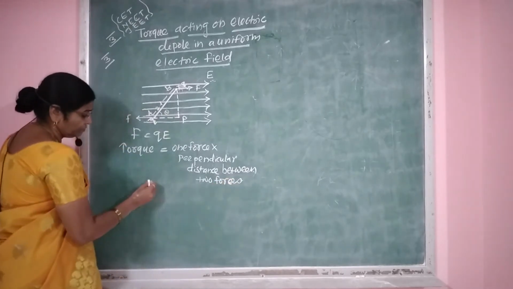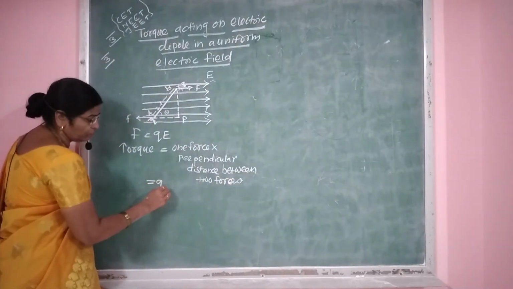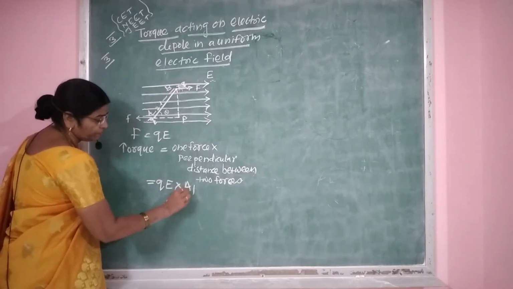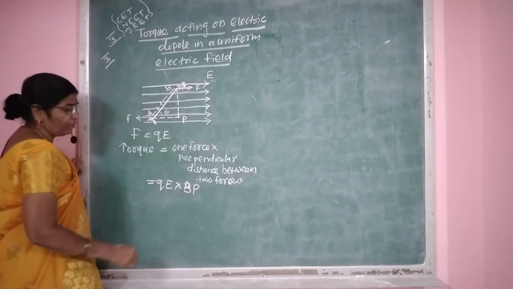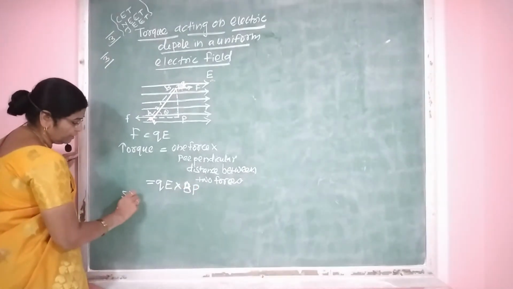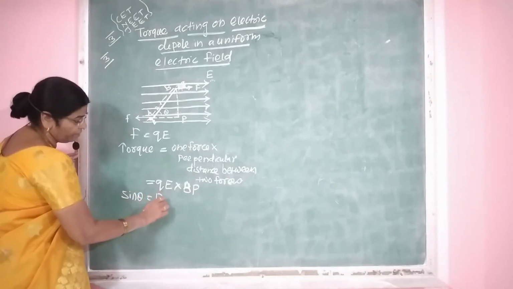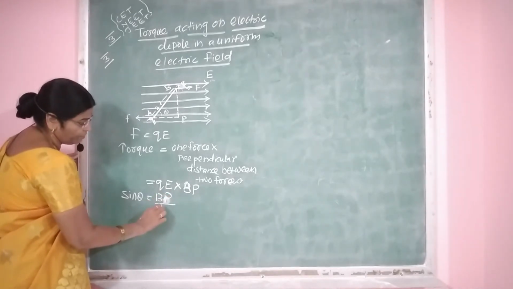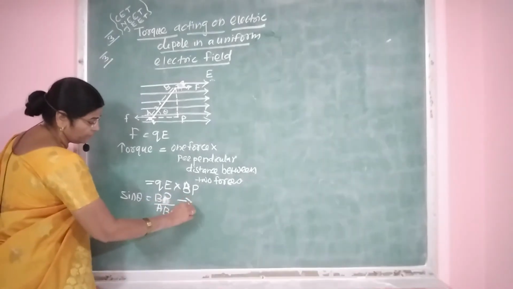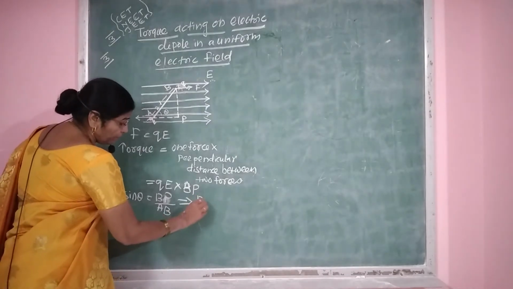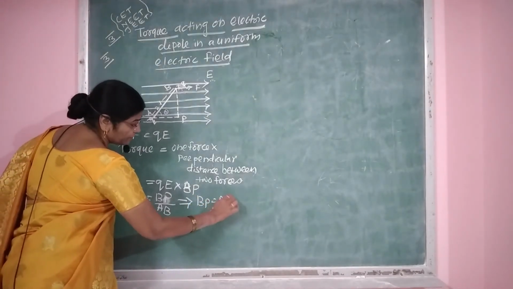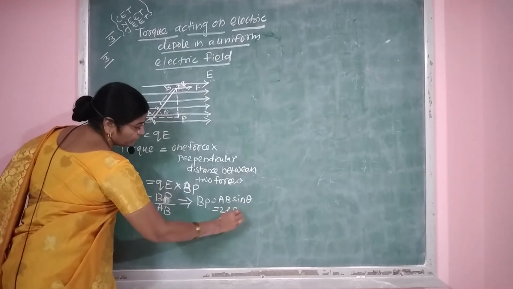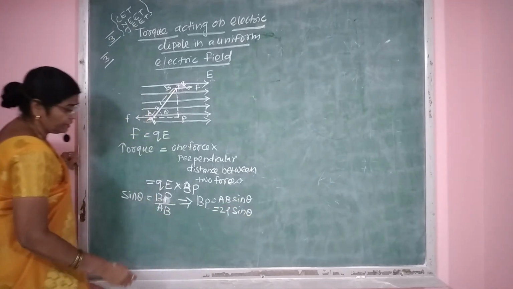Now we have to see what is the value of one force, that is QE, and what is the perpendicular distance, that is BP. From figure, sin theta is equal to BP divided by AB. This implies that BP is equal to AB sin theta. But AB is equal to 2L, hence BP is equal to 2L sin theta.